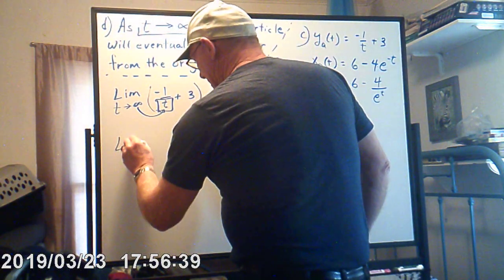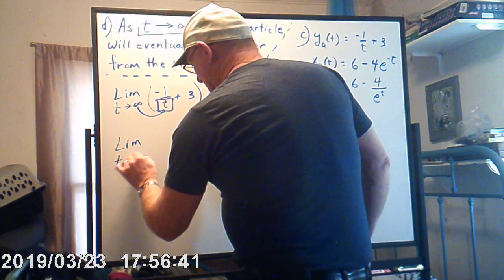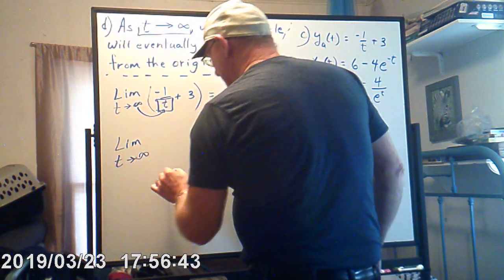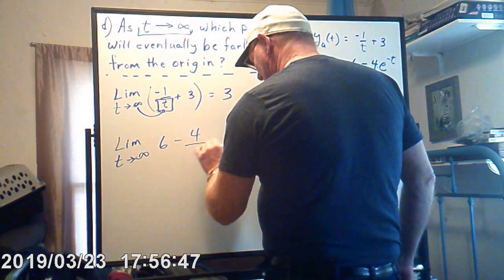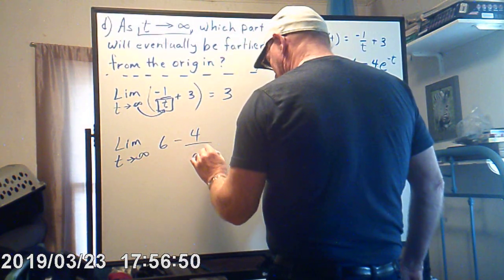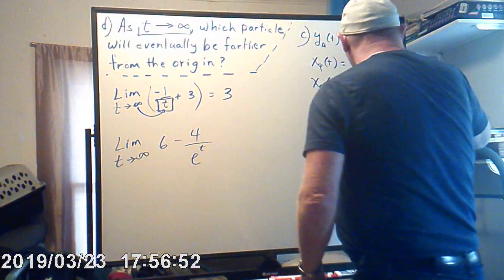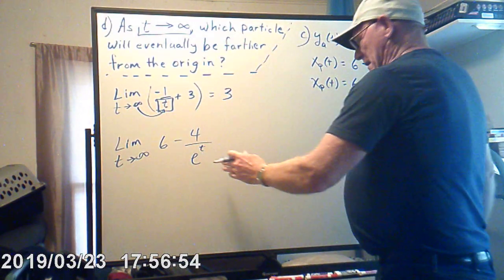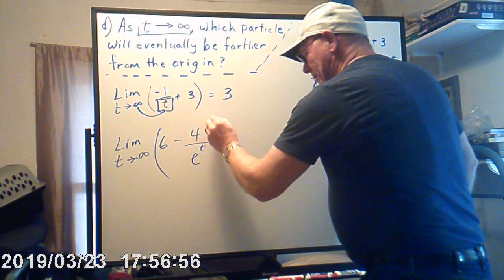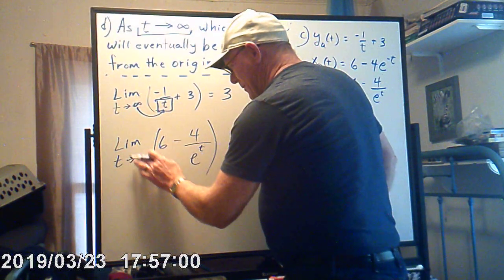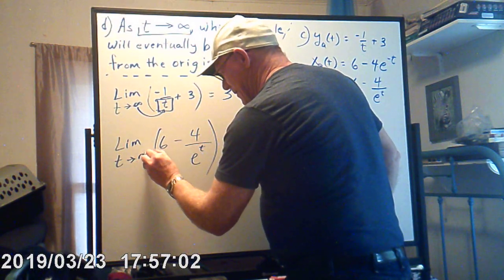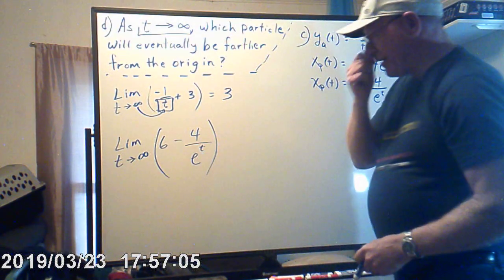The limit as t approaches infinity. Alright, so now we have 6 minus 4 over e to the t. I just kind of rewrote this. Again, I probably need to put that in parentheses. Okay, that's all of this. Infinity. Let's do this a little better. Okay, there we go.